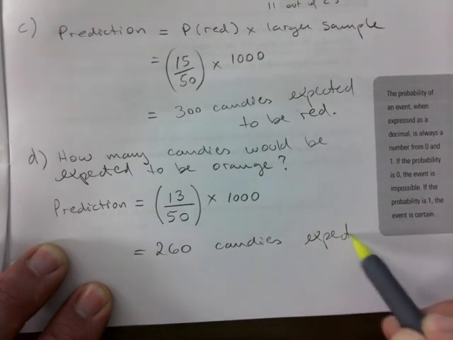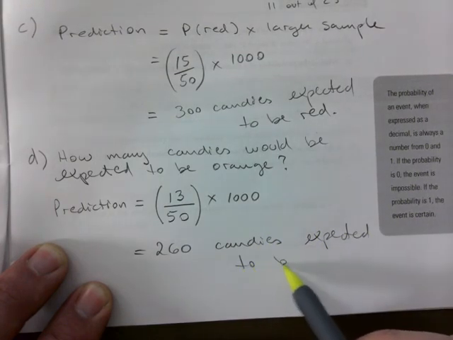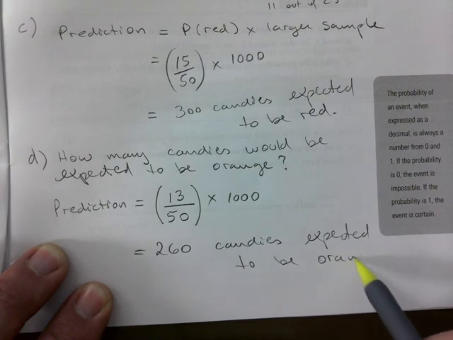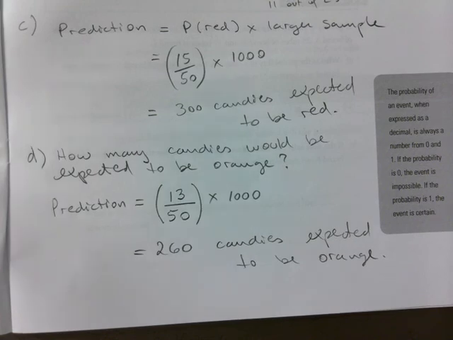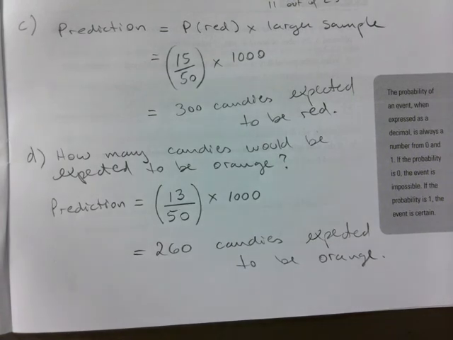Expected to be orange. And remember, round to a whole number. I want you to write down the decimal, but then next to it, write down approximately, round up or down. I don't really care as long as you don't state a decimal.